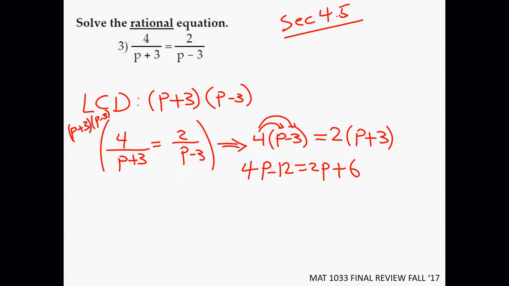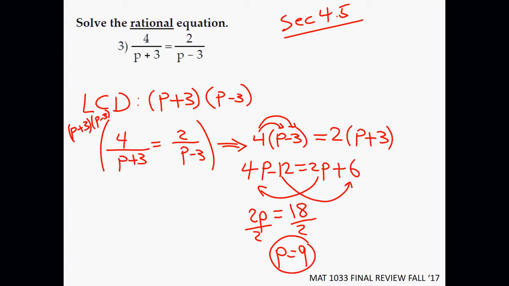We have to combine like terms. When we do combine like terms, that means the 2p must go to the left-hand side, and the negative 12 must go to the right-hand side. So you get 4p minus 2p will be 2p equals to 6 plus 12 will be 18. And now if we divide over 2, you get p equals to 9. And that would be A for that question.